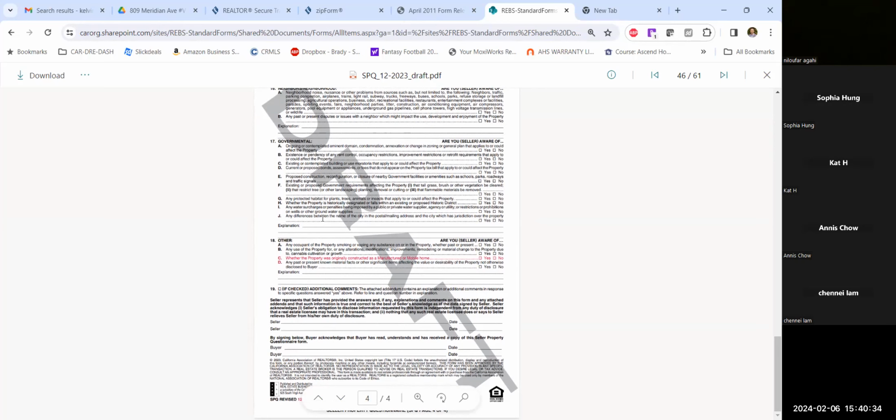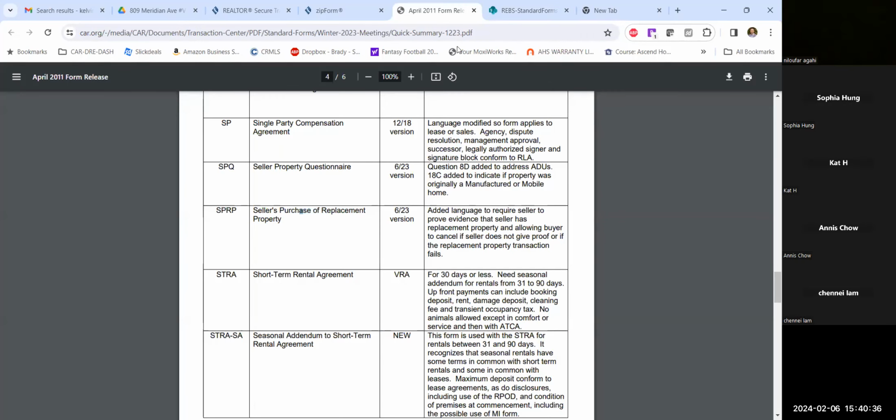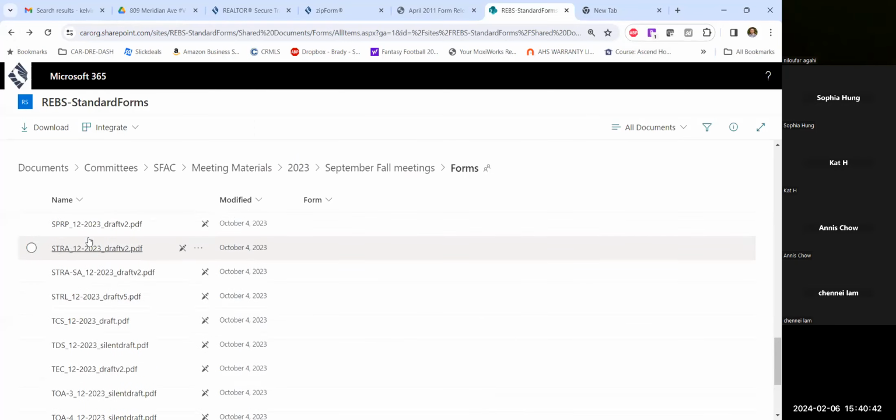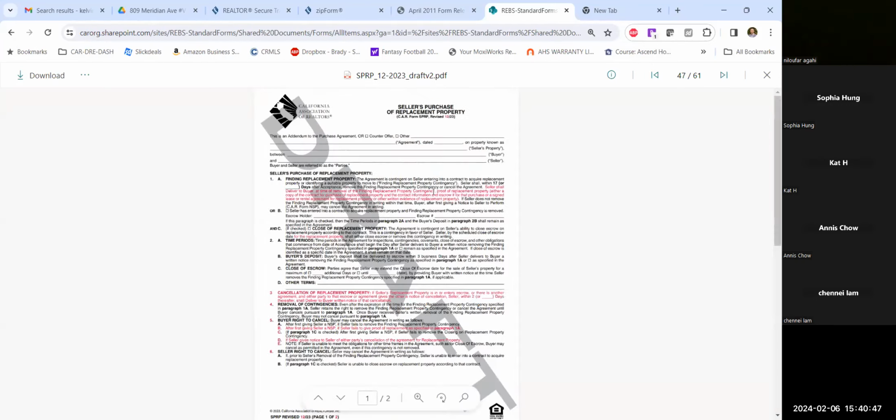The next change is seller's purchase of replacement property. So let's pull that SPRP form up and we're almost done, guys. The SPRP, here we go. The seller's purchase allows time, right here in red. Seller has, by default, 17 days to have a contingency to find a replacement property. So once they found it, they have 17 days, hopefully, to find, identify, and hopefully enter into a contract.